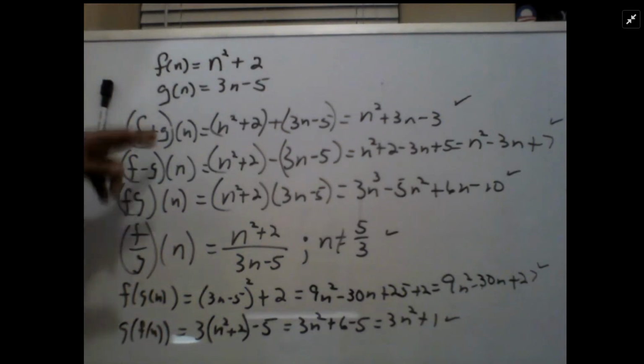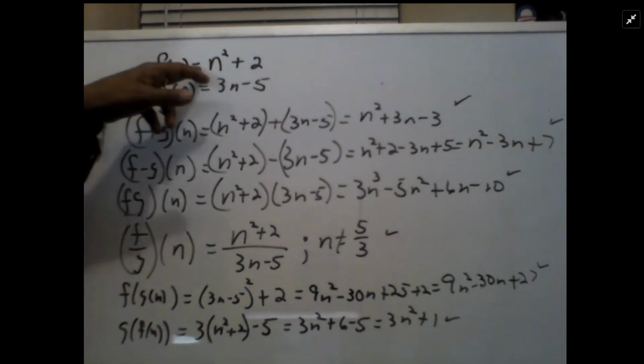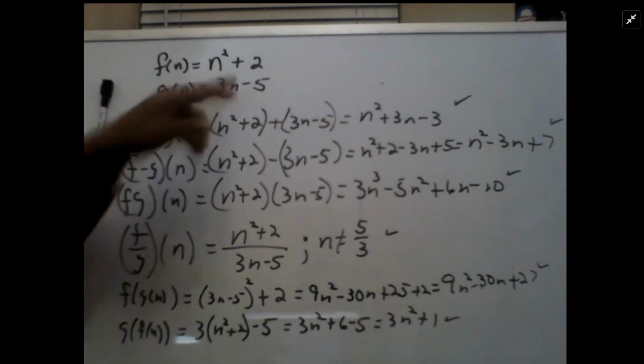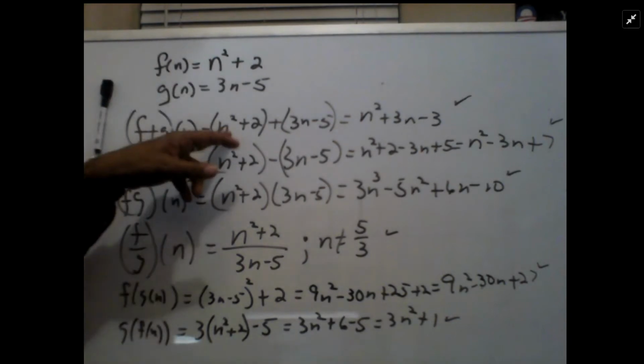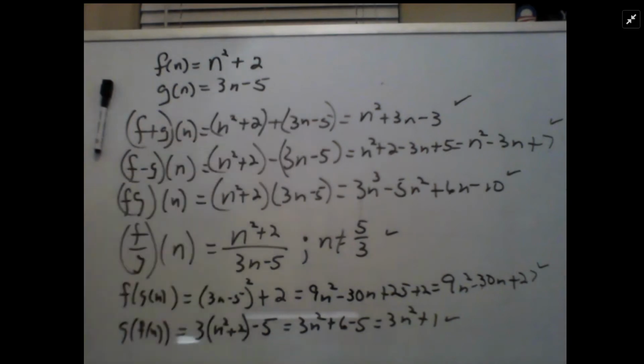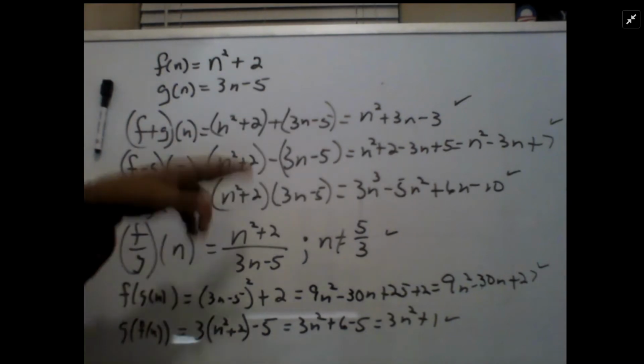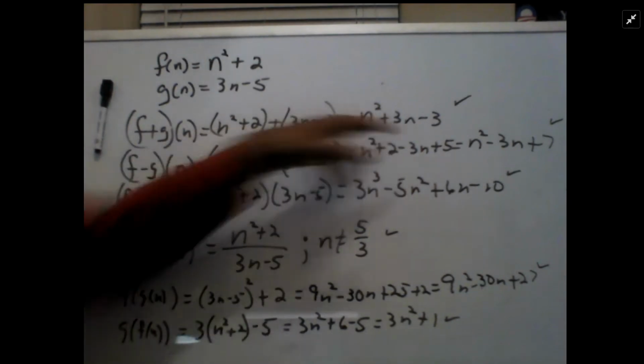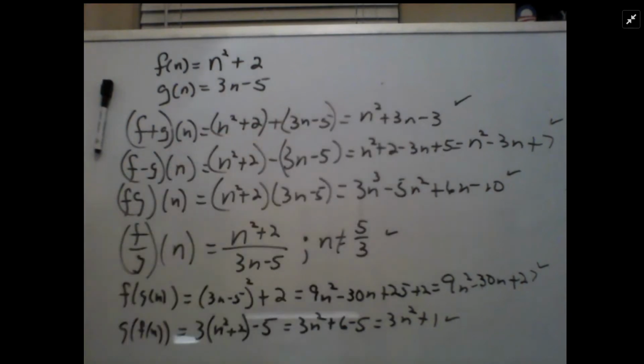n. Adding, since f of n is n squared plus 2 and g of n is 3n minus 5, it becomes n squared plus 2 plus 3n minus 5. Collecting like terms, that answer becomes n squared plus 3n minus 3.